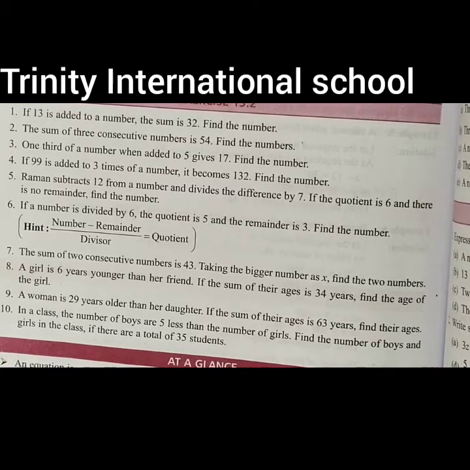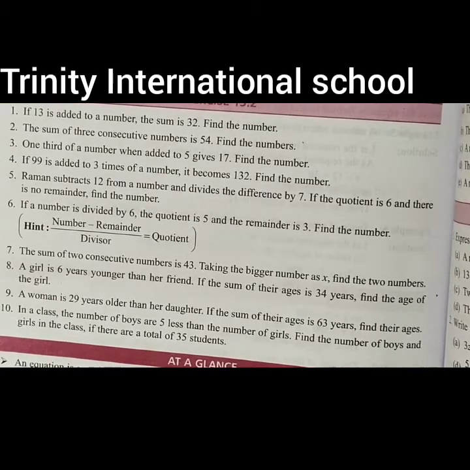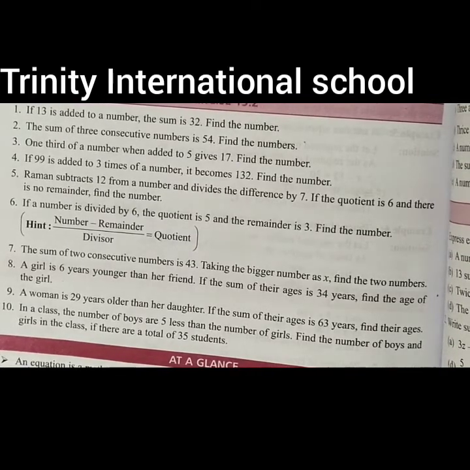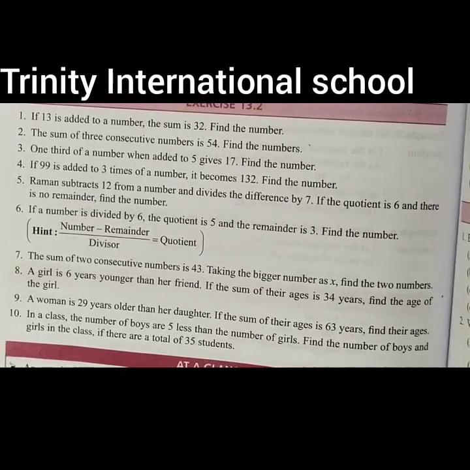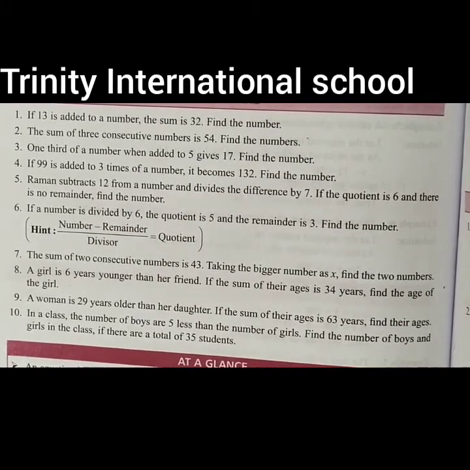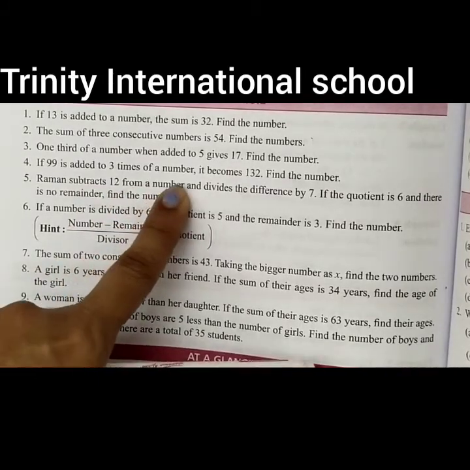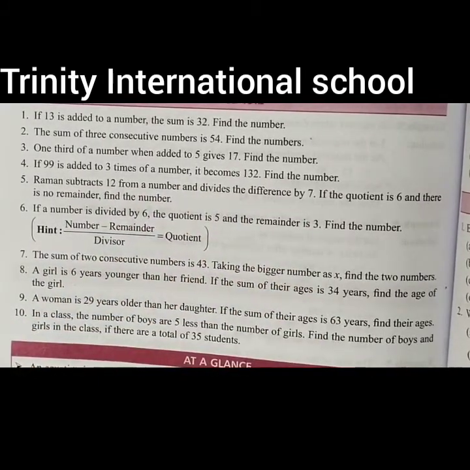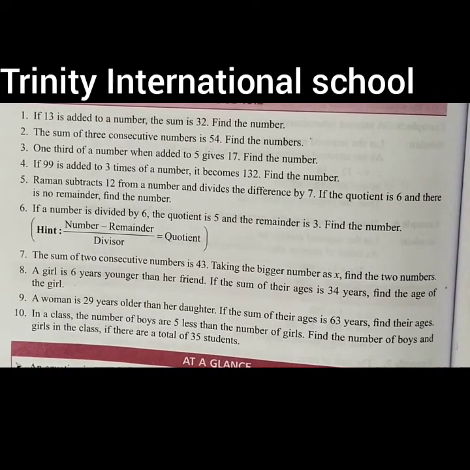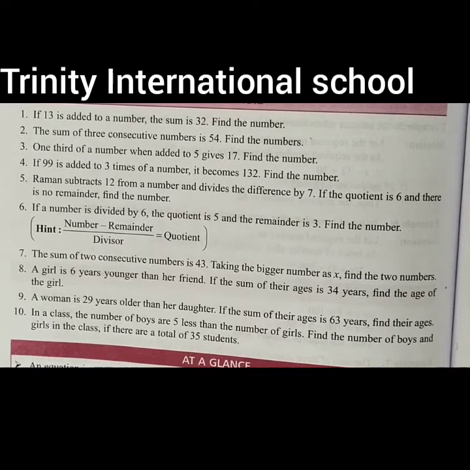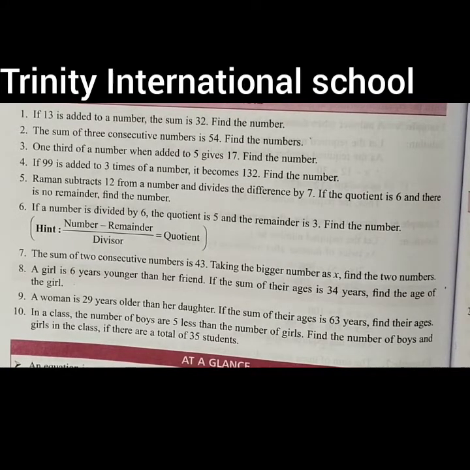If the quotient is 6 and there is no remainder, find the number. In this question, you have to be very careful in writing the equation. First, Raman subtracts 12 from a number and divides the difference by 7. If the quotient is 6 and there is no remainder, find the number. So let us take out what we need to write in the statement.